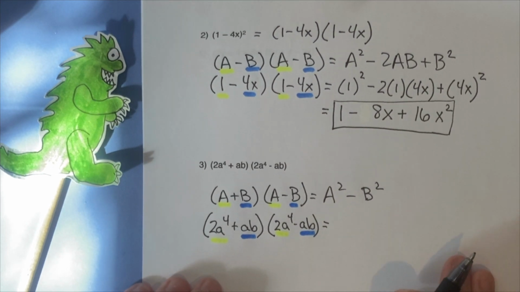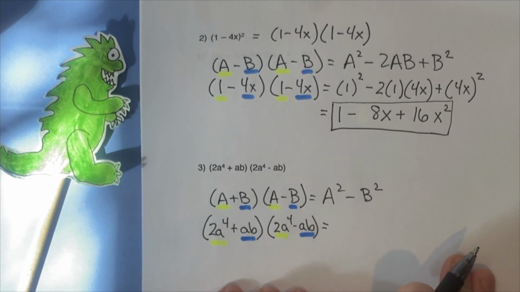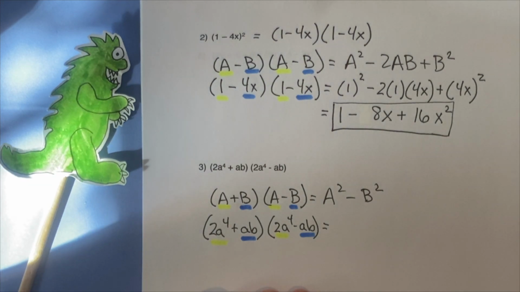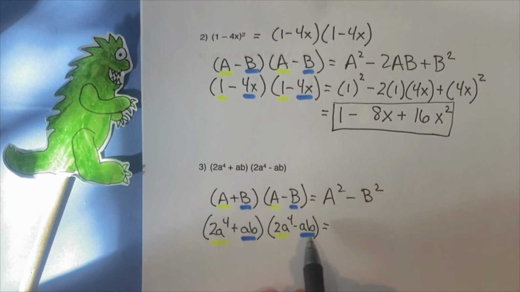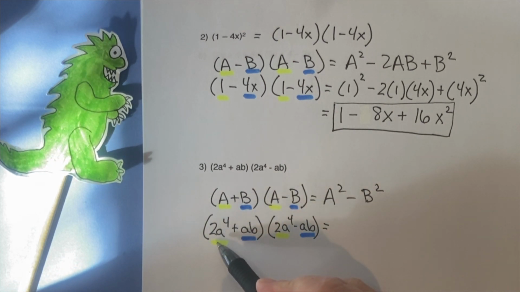Do art about it. Think about it. Put it on little post-it notes all over the house. Talk about it at dinner. Okay, so what did I do? I labeled with the colors. A is little 2a to the fourth.